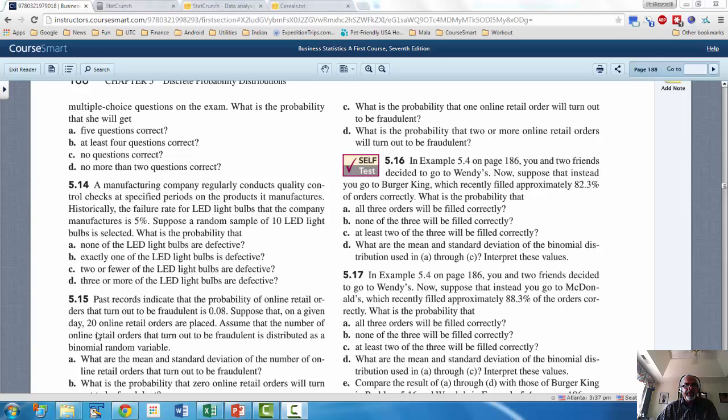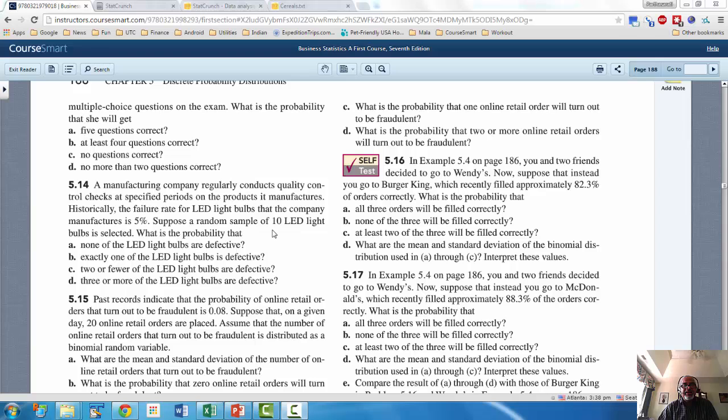Let us now work an example problem in Excel. 5.14. A manufacturing company regularly conducts quality control checks at specified periods on the product it manufactures. Historically, the failure rate of LED light bulbs that the company makes is 5%. Now we want to compute the probability of failed LED lights. A failed LED light here is defined as the success in the binomial experiment, so pi will be 5%.